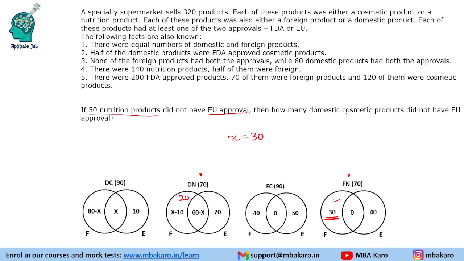How many domestic cosmetic products did not have EU approval? Domestic cosmetics not having EU approval. Okay, so x is equal to 30. We will put, so 80 minus 30 is 50. So the answer is 50 products. So this was the solution to the set and the answers to the questions.